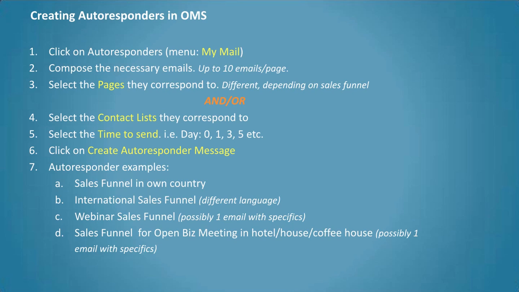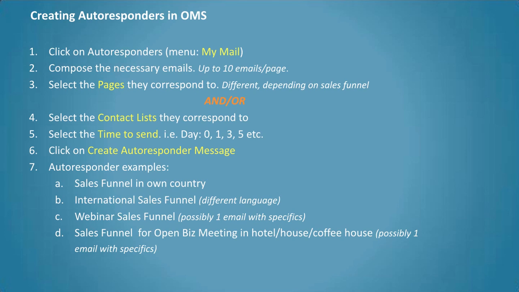We're going to select the pages that we want our autoresponder to correspond to, and this will probably be different depending on the sales funnel. And we can also choose contact lists that this autoresponder will correspond to. After that, we schedule the time that these will be sent, and day 0 means at the exact point where they submitted the information. We click on Create Autoresponder Message, and we're ready to go.